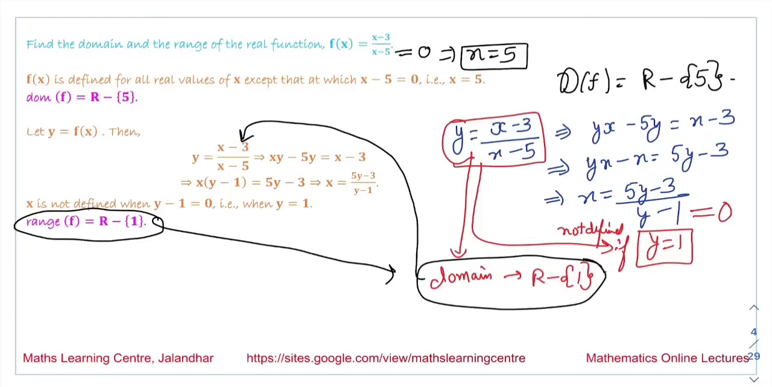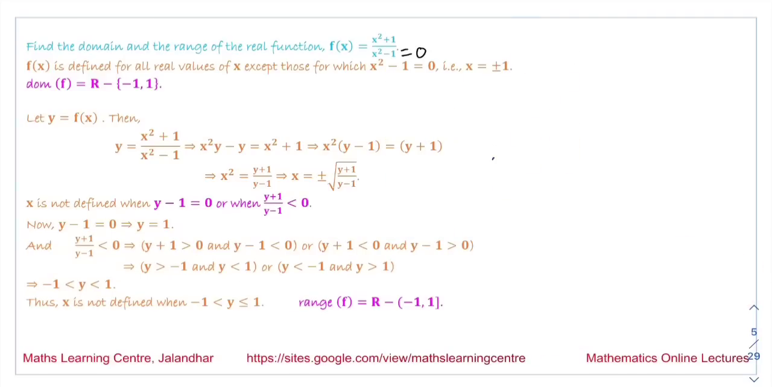Now the next question: find the domain and range of this function. Again, we equate the denominator to 0 to calculate the domain. So we get x squared = 1. This gives us x = plus or minus 1. So the domain of f is all real numbers except plus or minus 1.